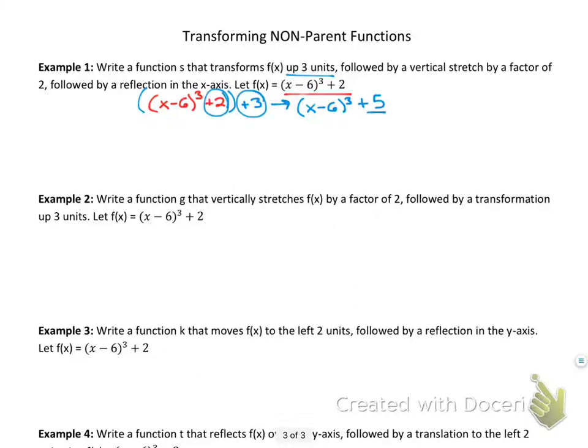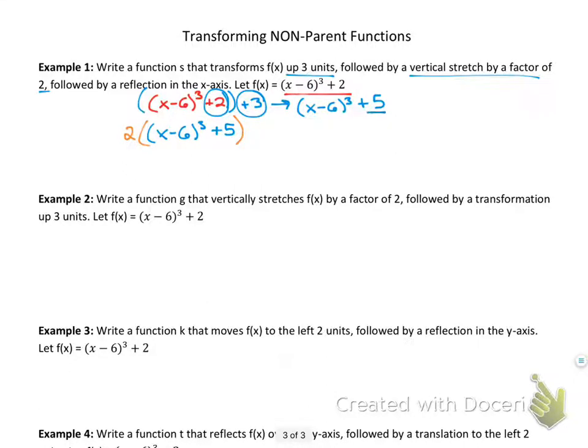All right, that was the first part. Now we have a vertical stretch by a factor of 2. So let me do that in a different color. Because it's a vertical stretch, I'm going to take that equation again and write it first. So the new equation, (x minus 6) cubed plus 5, I will, once again, put in parentheses. So we've got the whole thing in parentheses. And then because it is a vertical stretch by a factor of 2, we need a 2 in the front. So we're going to put that 2 there.